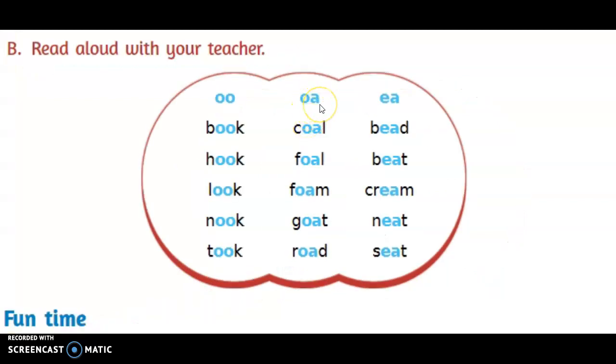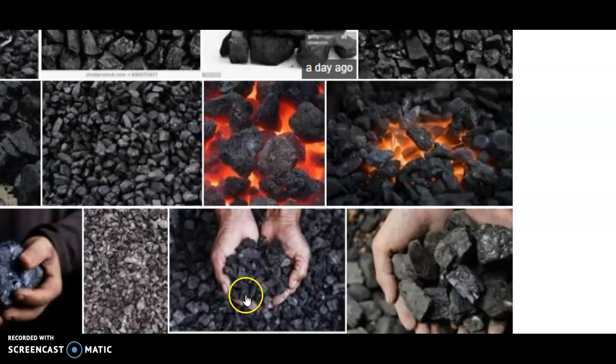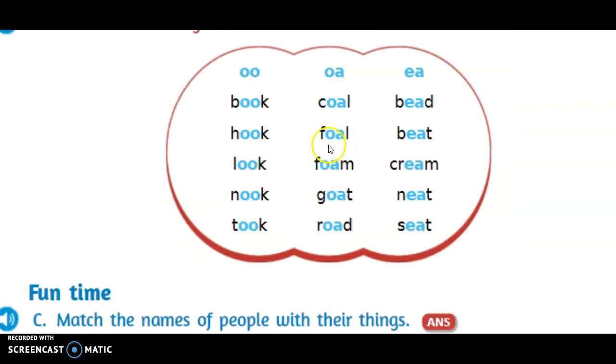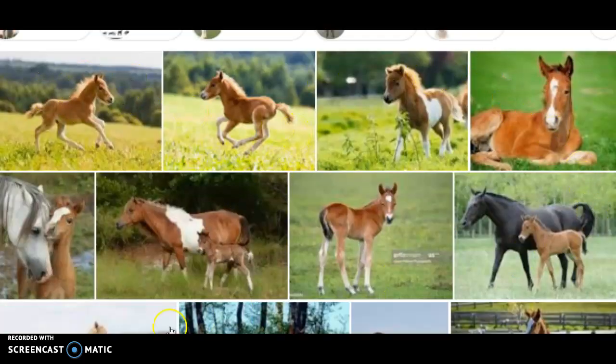Let's go for the next set of words. Here OA is two vowels, but when pronouncing they make one sound, that is the first vowel sound. OA gives only the O sound. Let's go for the first word. Coal. This is the picture of coal. You might have seen this in ironing shops, right? Next one is foal. Foal is a young one of a horse. You can see the picture of foal here.